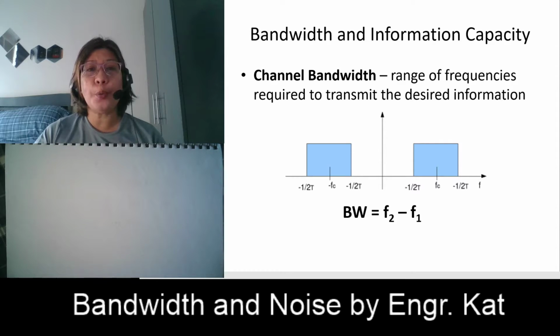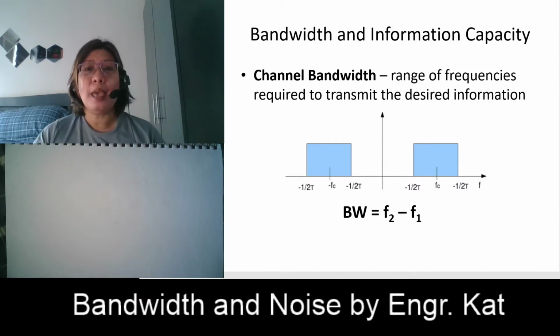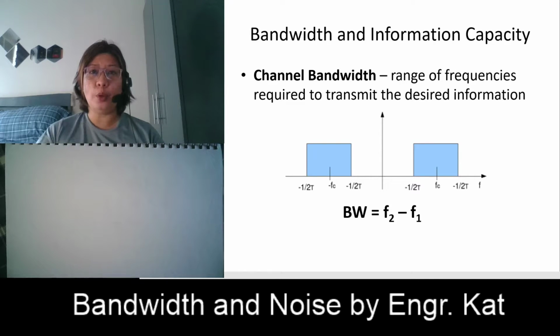So here your bandwidth is equivalent to your upper frequency range minus your lower frequency range. Some other books and references use FH, which stands for higher frequency, and FL, which stands for lower frequency. So the difference of these will be your bandwidth.